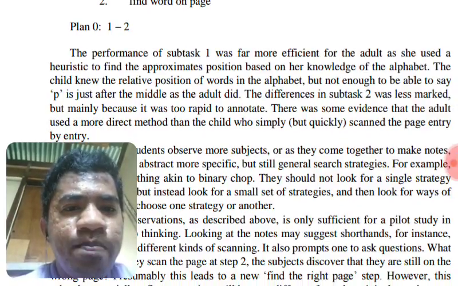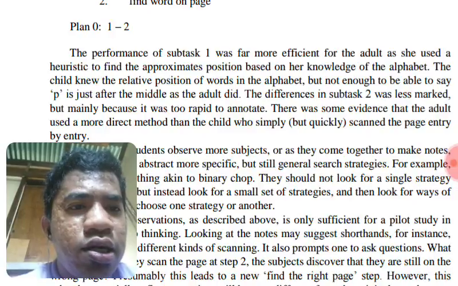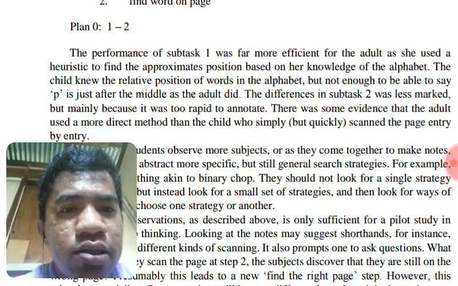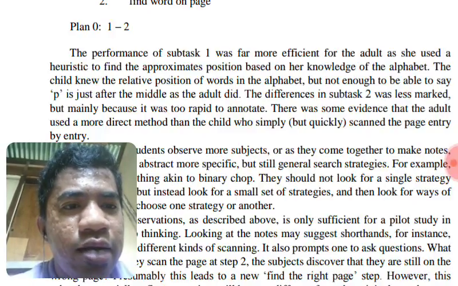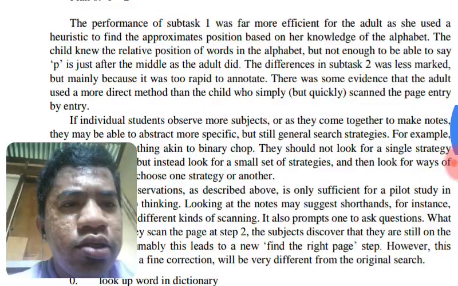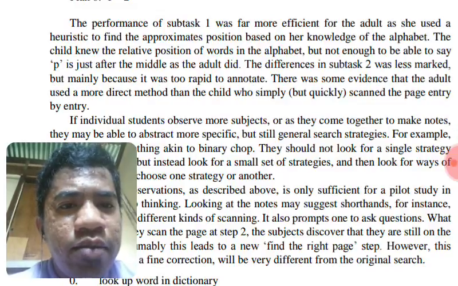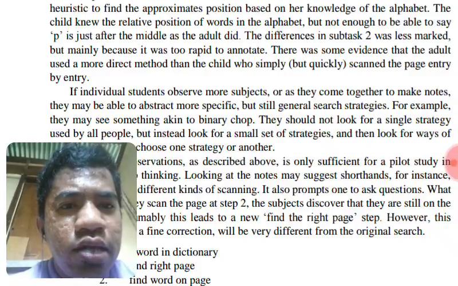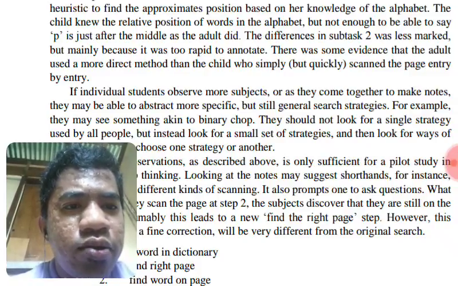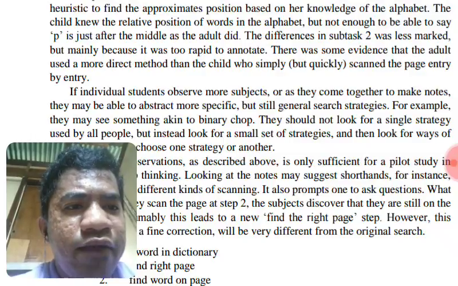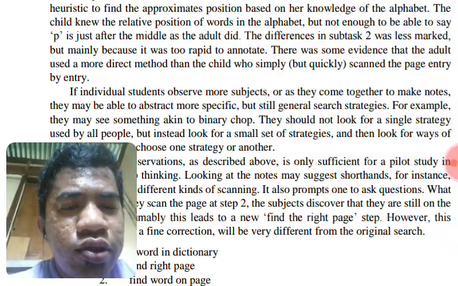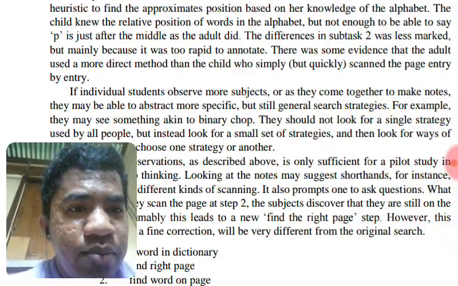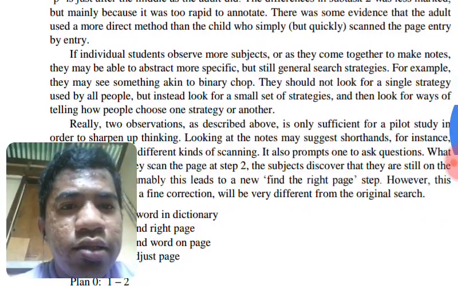heuristic to find the approximate position based on her knowledge of the alphabet. The child knew the relative position of words in the alphabet, but not enough to be able to say P is just after the middle as the adult did. The difference in subtask 2 was less marked, but mainly because it was too rapid to annotate. There was some evidence that the adult used a more direct method than the child, who simply but quickly scanned the page entry by entry.